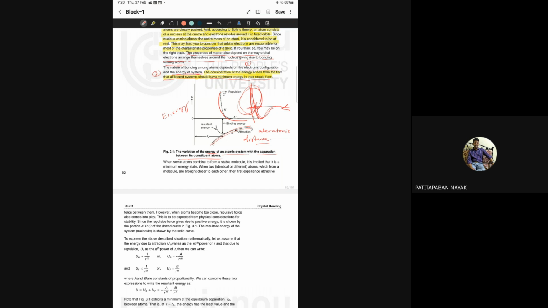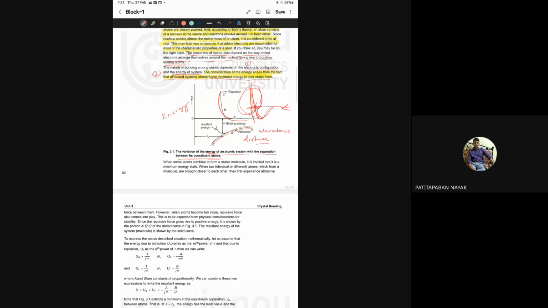To express the above situation mathematically, let us assume that the energy due to attraction is UA, and the repulsive energy is UR. If you are talking about UA, then it is proportional to 1 by R to the power m. So U attractive will be equal to minus A times 1 by R to the power m. This is attractive.